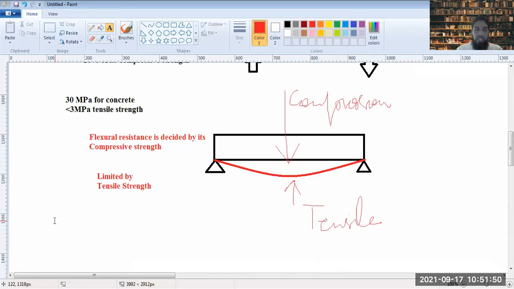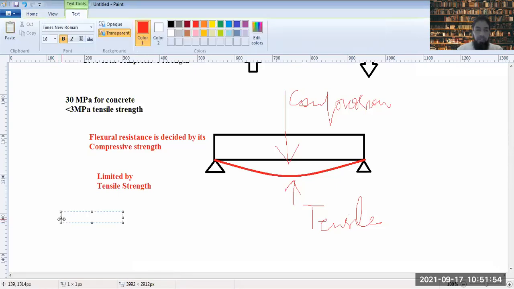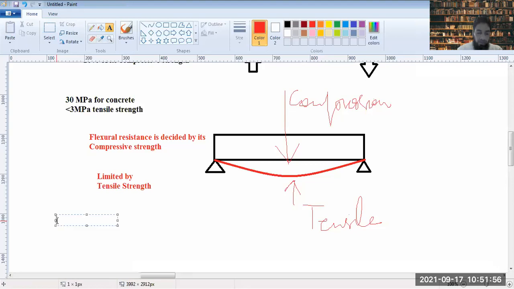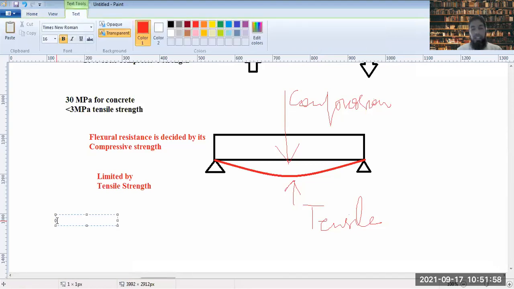So steel being a metal, most of the metals have good tensile strength properties because they have the properties of malleability and ductility both. So their tensile strengths are much better than the case of the concrete. Can any one of you tell me what is the tensile strength of mild steel? Have you heard about mild steel?